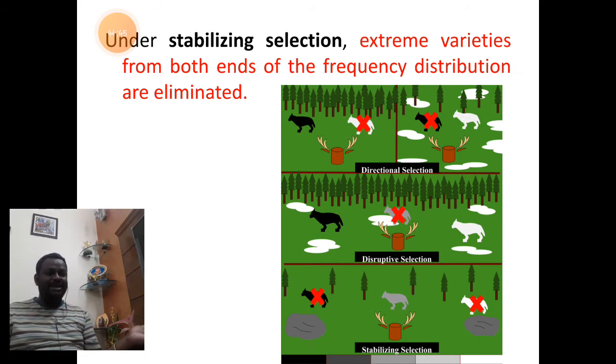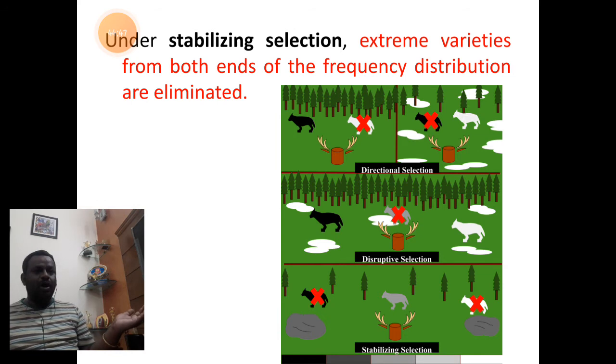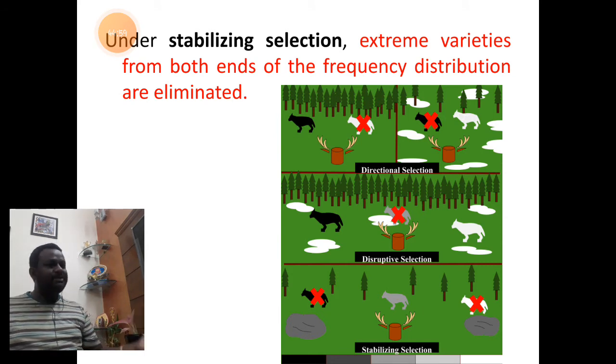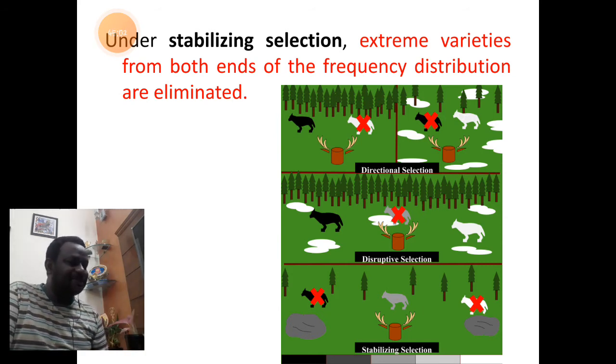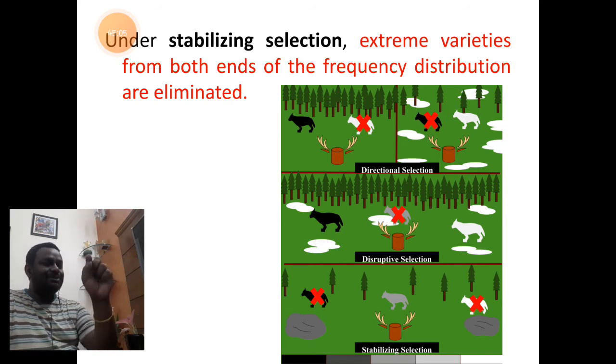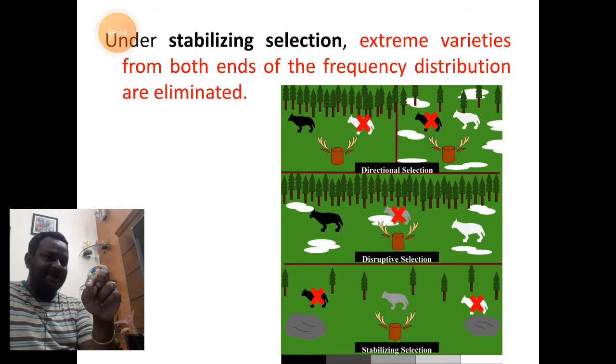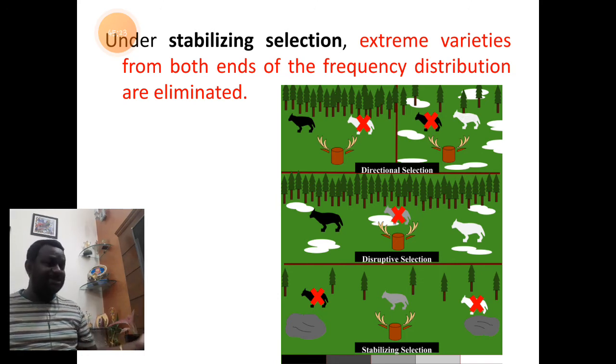So we find at two extremities, if it is a dark colored and light colored organism, either one of them, when it is selected, we call it directional selection, first picture. In the middle picture, two extremities are selected together, which we call disruptive selection. So in the first, only either one will be selected. In the second, both extremities are selected, not the intermediate. The cross mark represents non-selection. Whereas down, in the third, stabilizing selection, the two extremities are not selected, only the intermediate ones are selected.